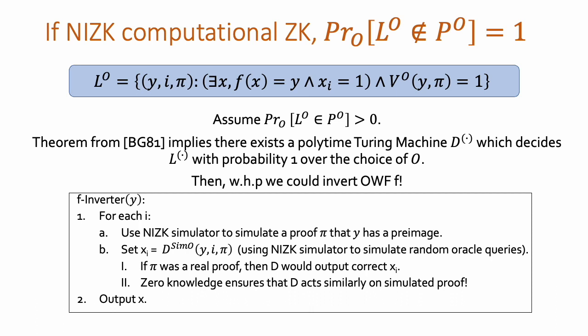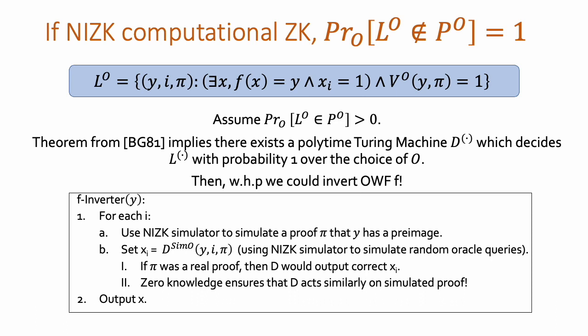Say you have an inverter that gets as input y. For every bit i, it does the following. It first triggers an NIZK simulator to simulate the proof pi that y has a preimage. Then it runs the decider D with input y, i and pi and gets some output. It then sets the ith bit of the preimage to be the output that it received. It runs this for all the bits. Eventually, the inverter has created some preimage which it then outputs.